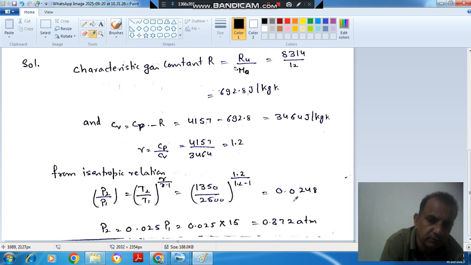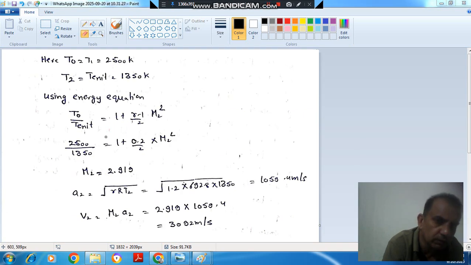So that comes out as, and gamma is 1.2. For air gamma is 1.4, but here the gamma is 1.2, so we have to use the formula. So P2 by P1 will be 0.0248, and P1, the combustion chamber pressure, is given as 15, so multiplying by 0.025 the exit pressure can be calculated, that is 0.372 atmosphere.